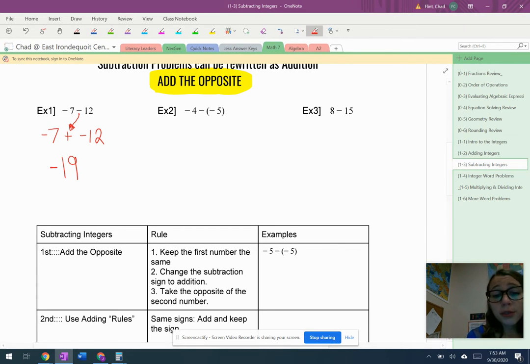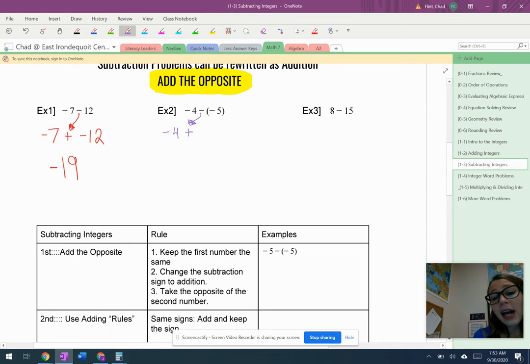Looking at example 2. This time we have some more negatives going on than we did in our first example, but still a subtraction problem, so I can still rewrite that as addition, following those same 3 steps. So first, keep that first number the same. So that -4 is staying exactly the same and just getting carried right down. The subtraction sign is changing to addition.